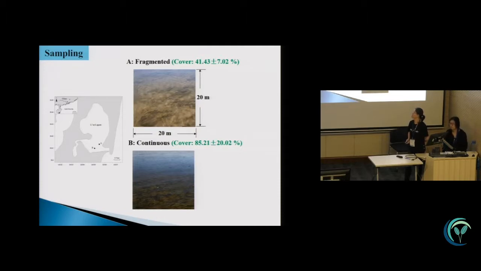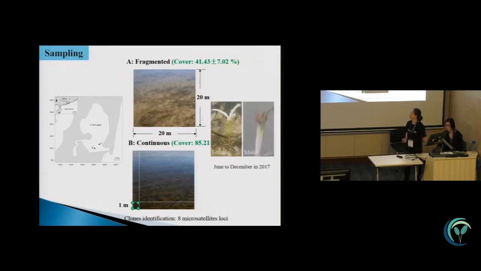Plot A is in the fragmented meadows. The cover is 41%, and plot B is in the continuous meadows. The cover is 85%. The leaves were collected regularly on a grid with an interval of 1 meter, and the clones were identified by microsatellite loci. We also checked the male and female flowers in these two plots every month from June to December in 2017.